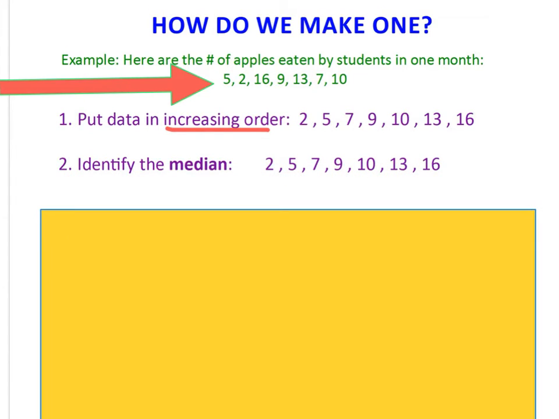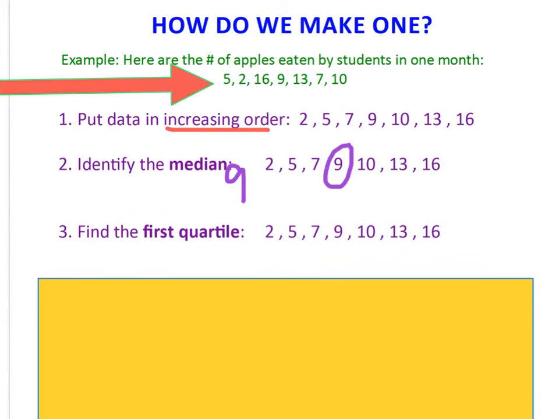The second step is to identify the median. Once the numbers are in increasing order, the median is going to be the middle number. 9 is the middle number. There's 3 numbers below it, 3 numbers above it. So 9 is my median.